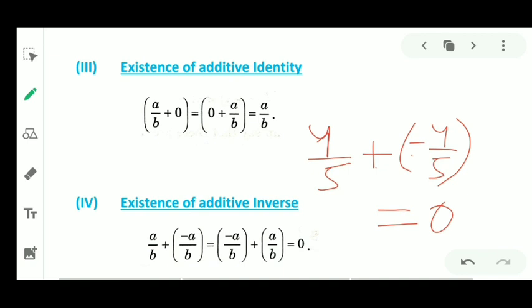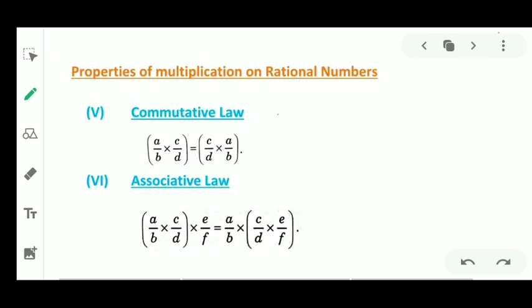So the additive inverse of a rational number is the negative of that rational number. Now, properties of multiplication on rational numbers.